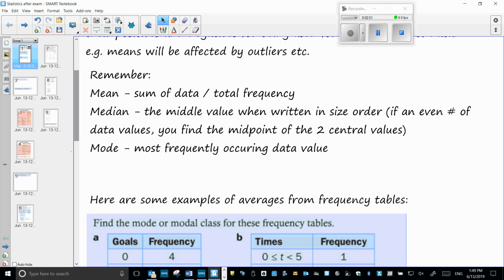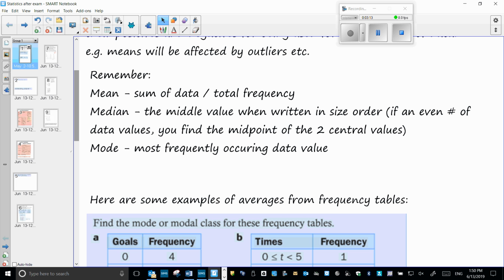Now the range is not an average, that's why I haven't used that yet. We'll come on to that. So mean, median, mode, they are your three averages. How you remember them is up to you. I often think mean seems to be the most work. You add the data up and divide, so it's mean to work out.